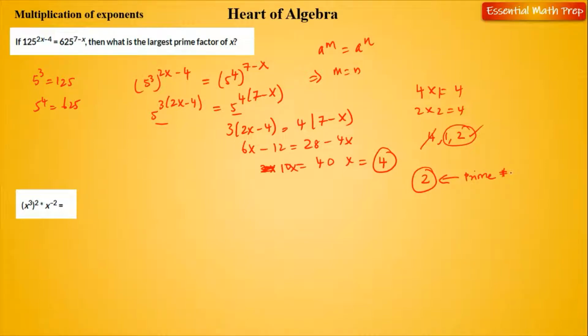The question is not asking for the value of x, it's instead asking for the largest prime number. 4 itself is not a prime number. 1 and 2 are prime numbers, out of which 2 is the largest, so that's the answer, right?